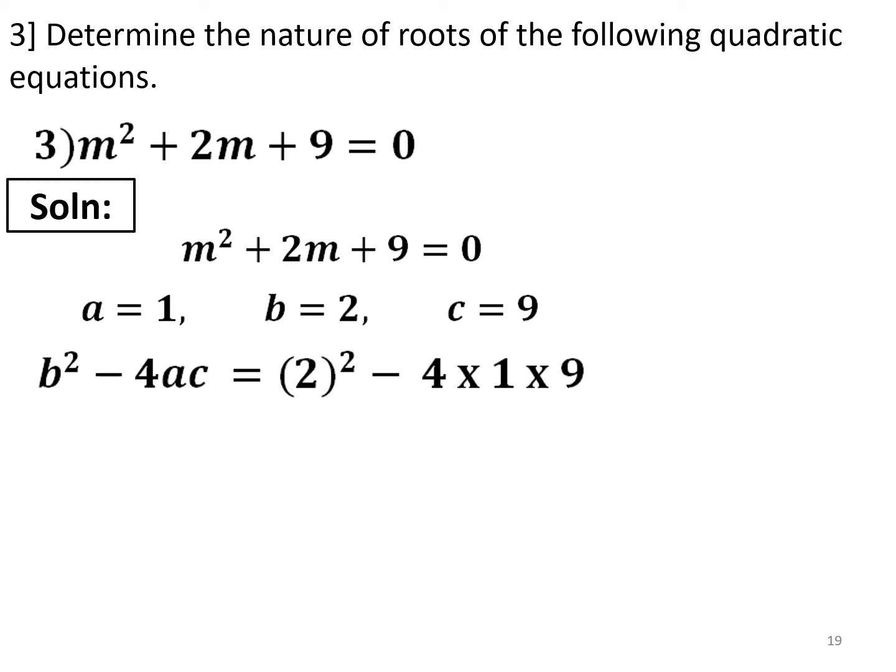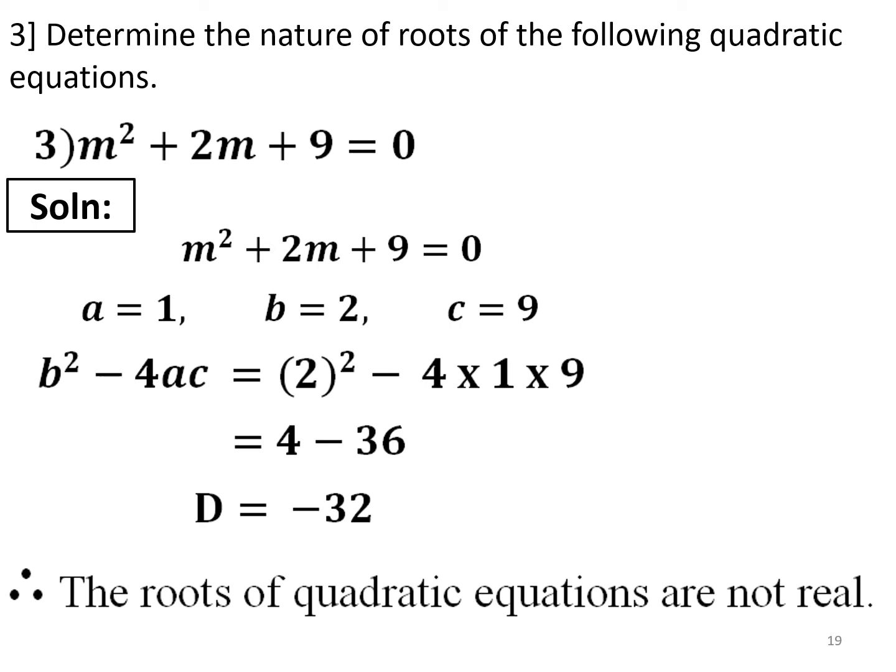2 square is nothing but 4 minus 4 ones are 4, 4 nines is 36. So we get 4 minus 36, which is equal to minus 32. We have studied if the value of b square minus 4ac is less than 0, minus 32 is less than 0, then the roots are not real. So the roots of the quadratic equation are not real.